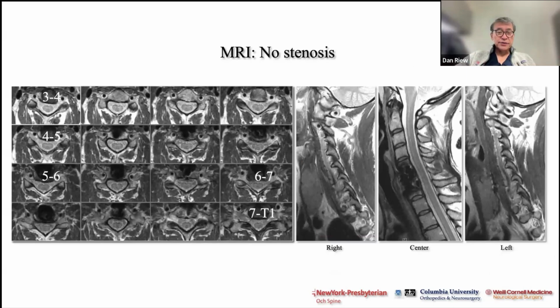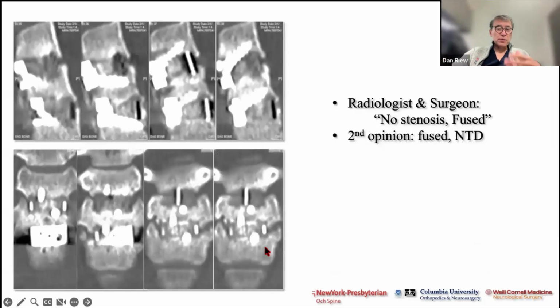And on the MRI, the surgeon says, there's no stenosis. Everything looks good. I'm not sure why you're still having arm pain, but it can't be coming from the neck because at every single level, the foramina are wide open, the spinal cord is well decompressed. And they get a CT, and the radiologist and the surgeon look at it and say, there's bridging bone inside of that cage and over here and over here and over here. And I don't see anything wrong.